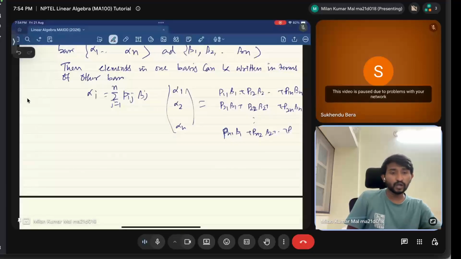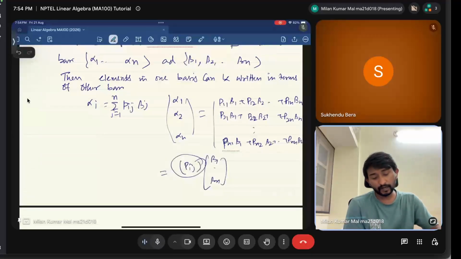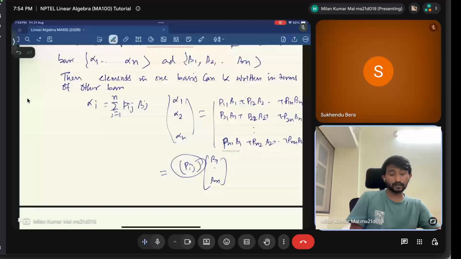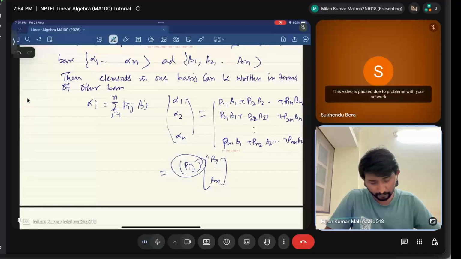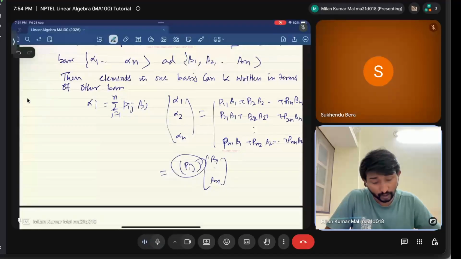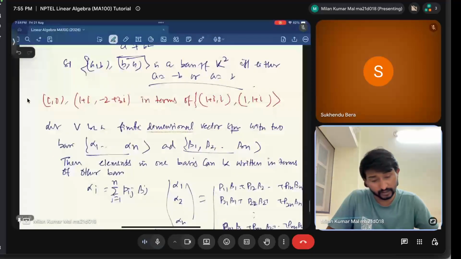Interestingly, if you take two bases like this and this, in that case the basis change matrix is always invertible. And that inverse, if you multiply this side, then you can get beta 1, beta 2, beta n plus 1 in terms of there. This fact is of course not relevant here, but here the given bases are 1 plus i comma i, 1 comma 1 plus i. These are the two bases, right?